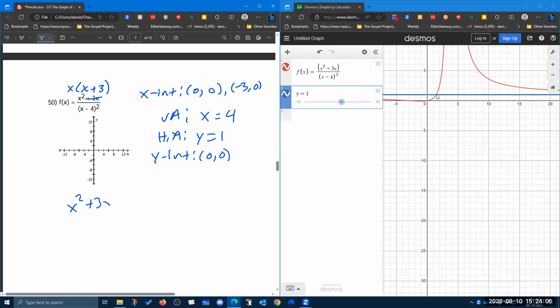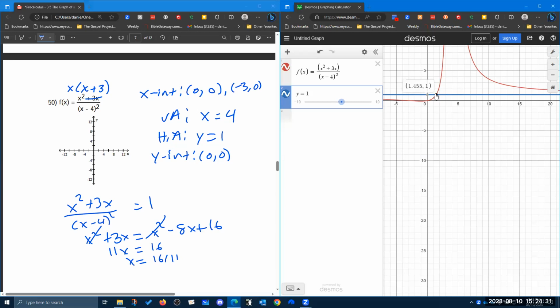x squared plus 3x over x minus 4 squared. I'm going to set that equal to 1. x squared plus 3x equals x squared minus 8x plus 16. I'm going to bring the 8 x's over here. 11x equals 16. x equals 16 over 11. And that is approximately 16 over 11 right there.